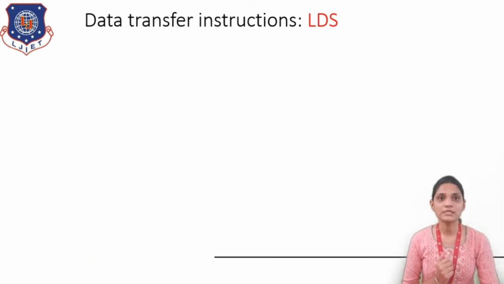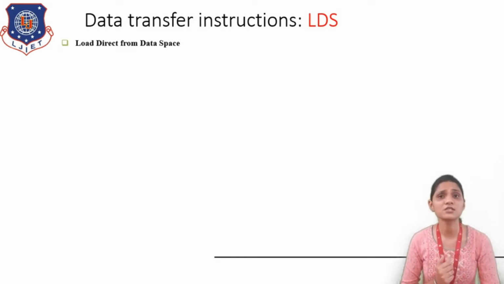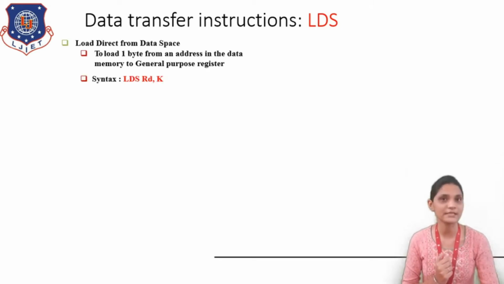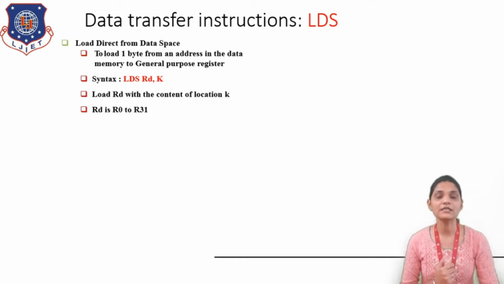Next one is the LDS instruction. This is the instruction for loading direct data from the data space, that is your memory. To load 1 byte from an address in the data memory to the general purpose register, we can use this instruction LDS. Syntax for this instruction is like LDS RD, K. Here RD is the destination register, and after the execution of this instruction, this RD register is stored with the content of the location K.